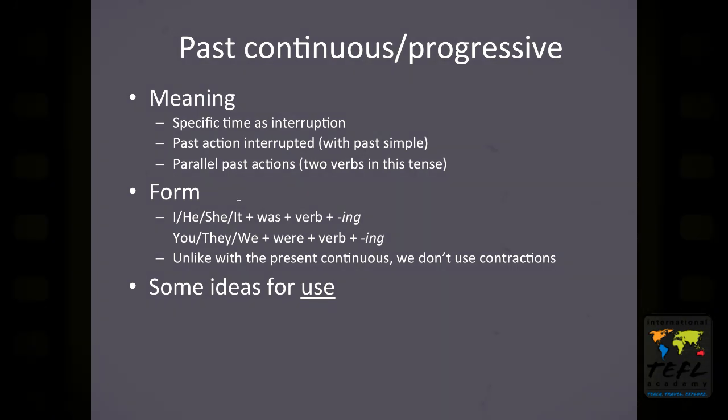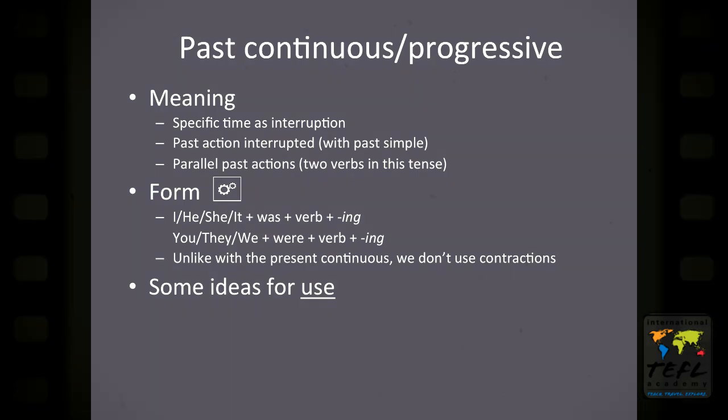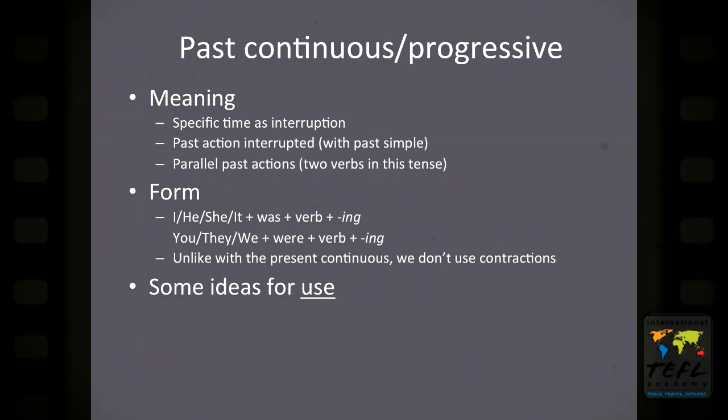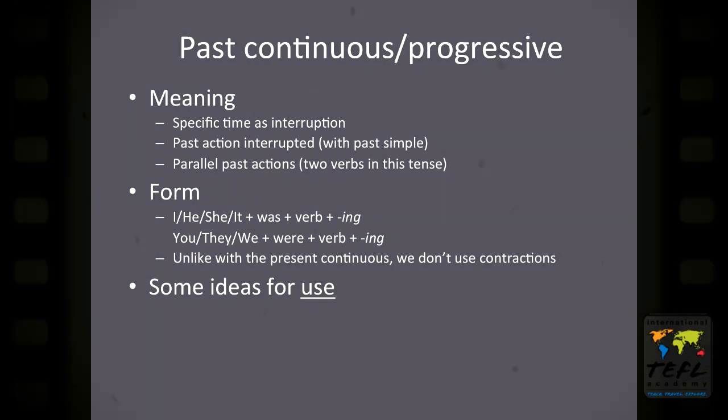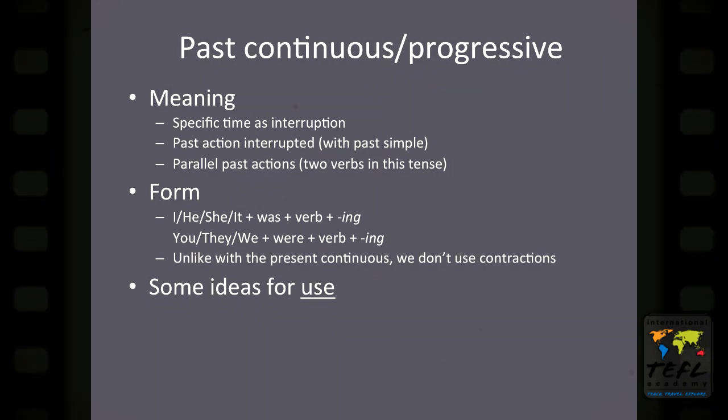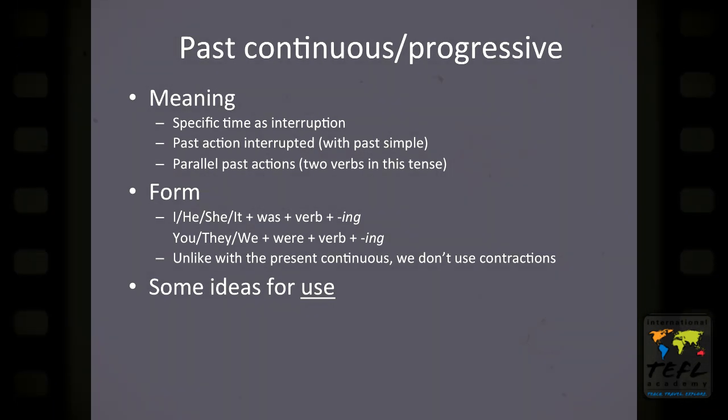So the form, I, he, she, it, plus this auxiliary helper verb was, plus the verb ing, or you, they, we, we'll use the helper verb were plus verb ing. Now, unlike with the present continuous, we don't use contractions when we speak this tense, and that would be important.